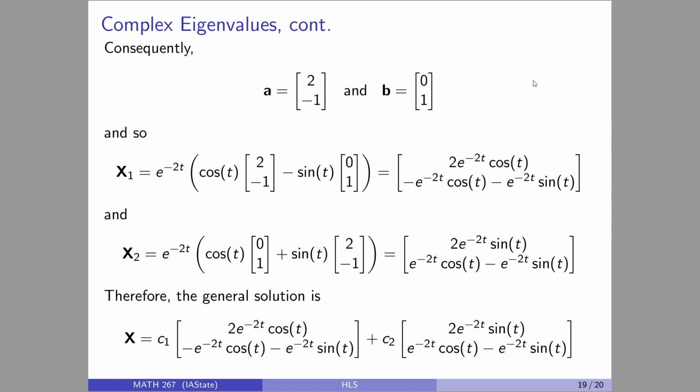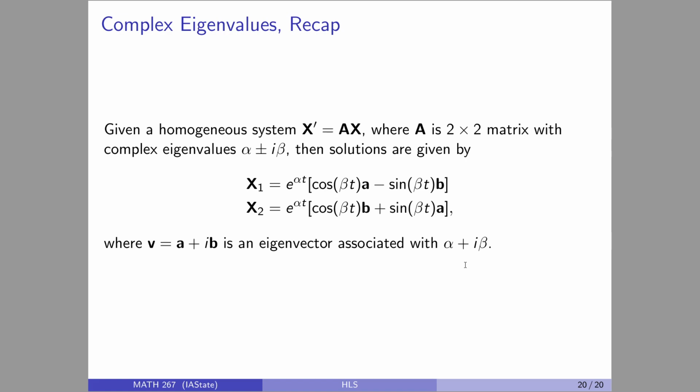All right, so that means the general solution is this first vector scaled by c1 plus the second vector scaled by c2. It's a fundamental set of solutions, so we're done. And, oof, I don't know about you, but I'm tired. So let's wrap things up here.